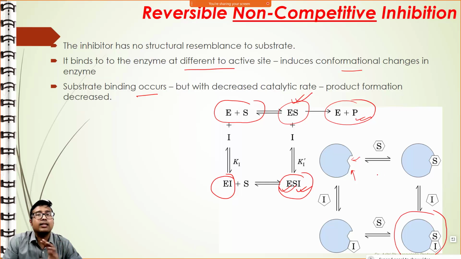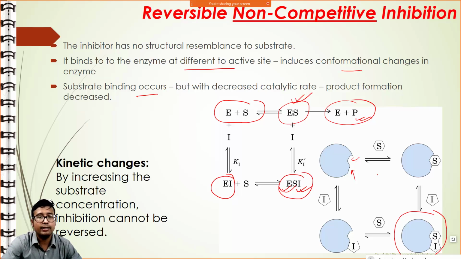The inhibitor does not look like the substrate. It binds to a site other than the active site, and after binding it induces a conformational change that leads to decreased catalysis or decreased product formation, right? Important: by increasing the substrate concentration, inhibition cannot be reversed. Very important, this can be reversed, but not by increasing the substrate concentration, okay.